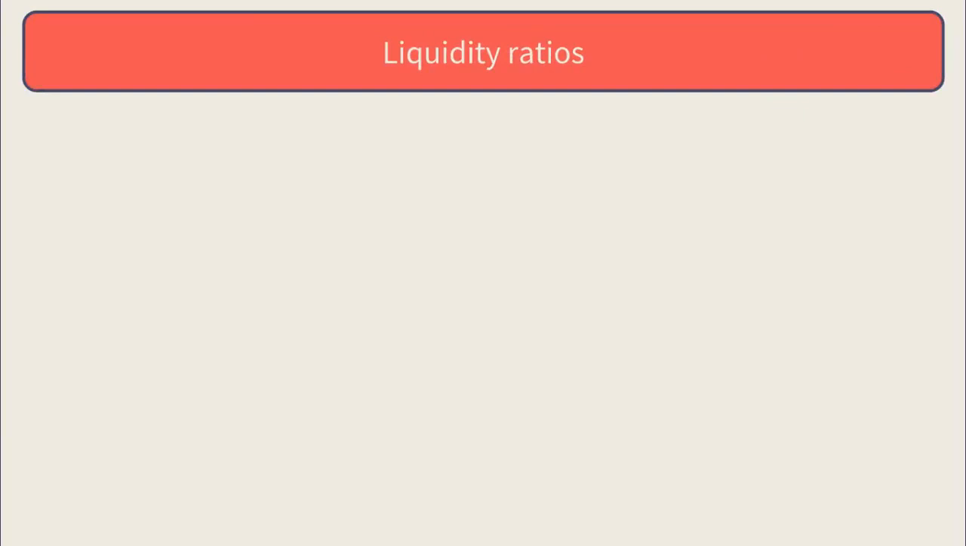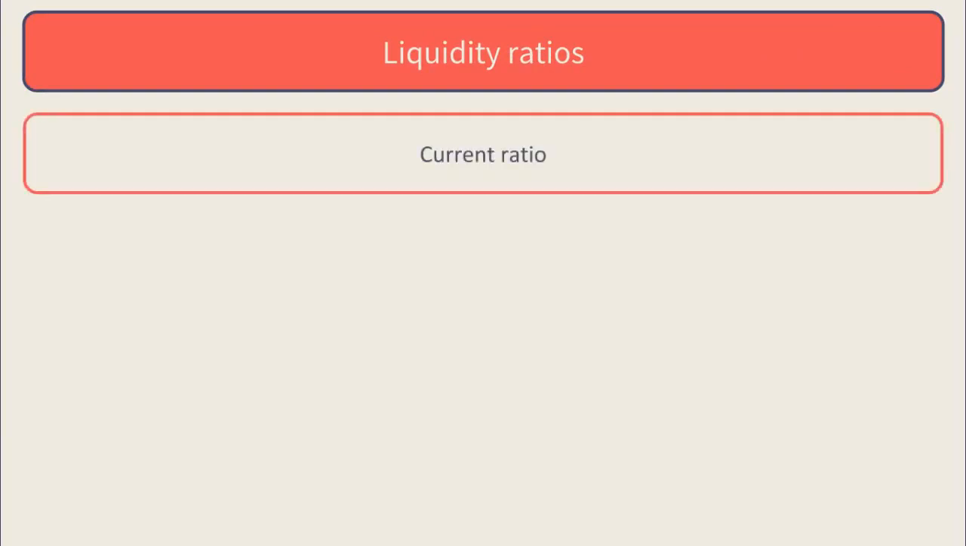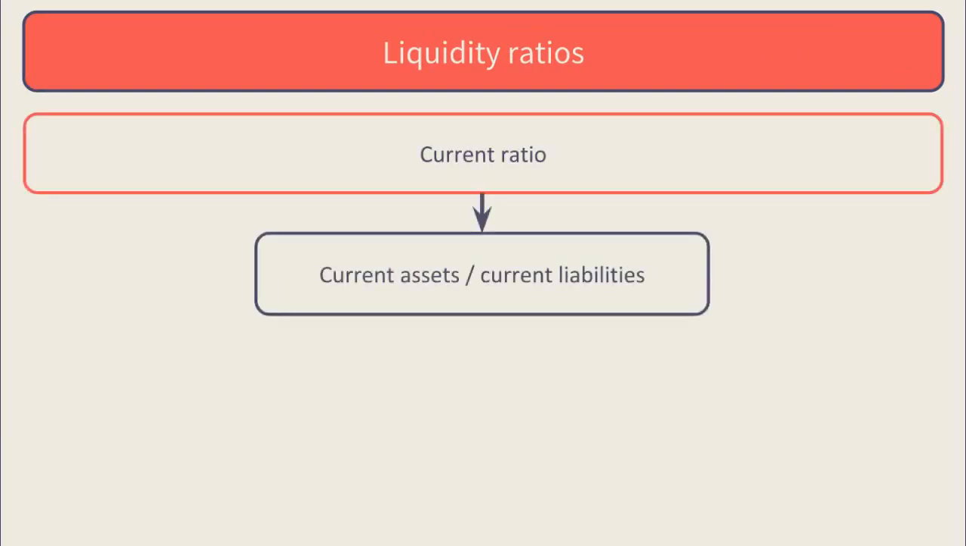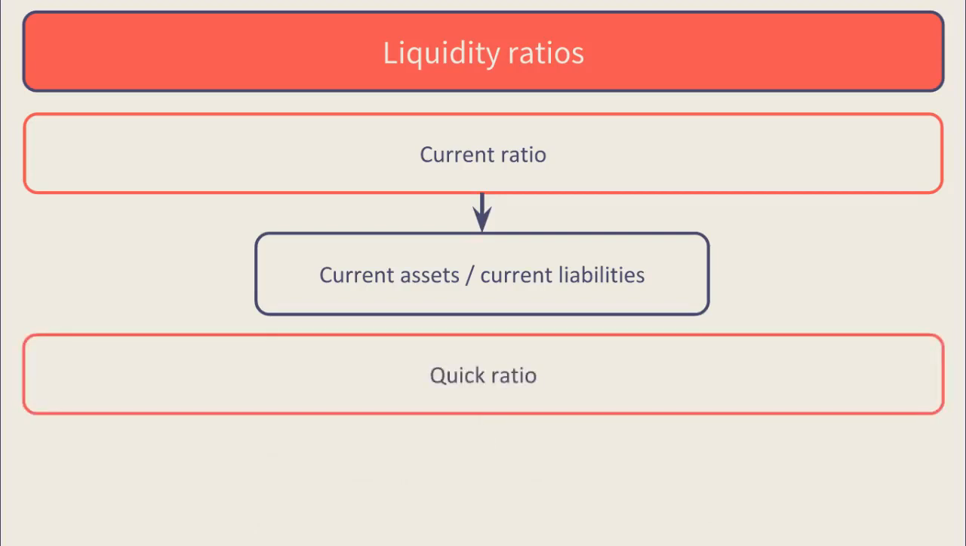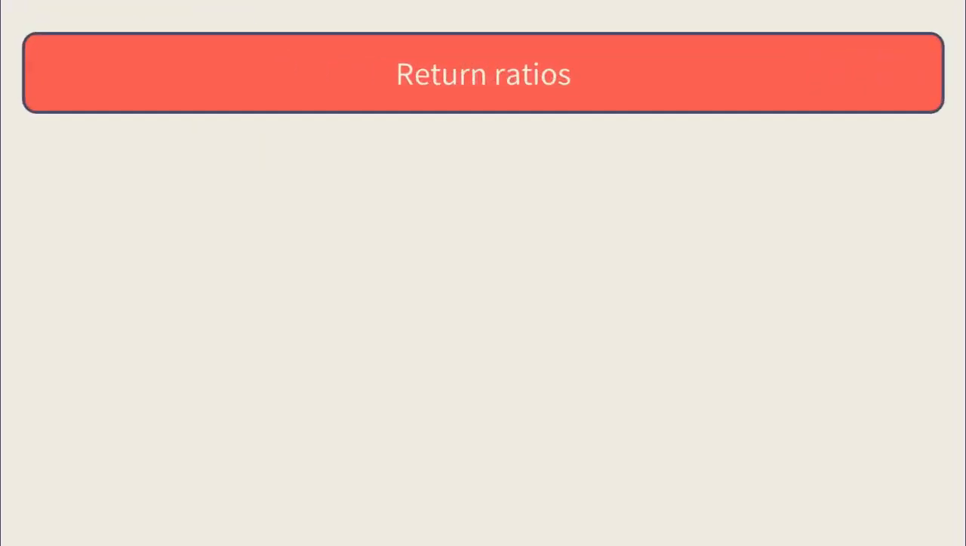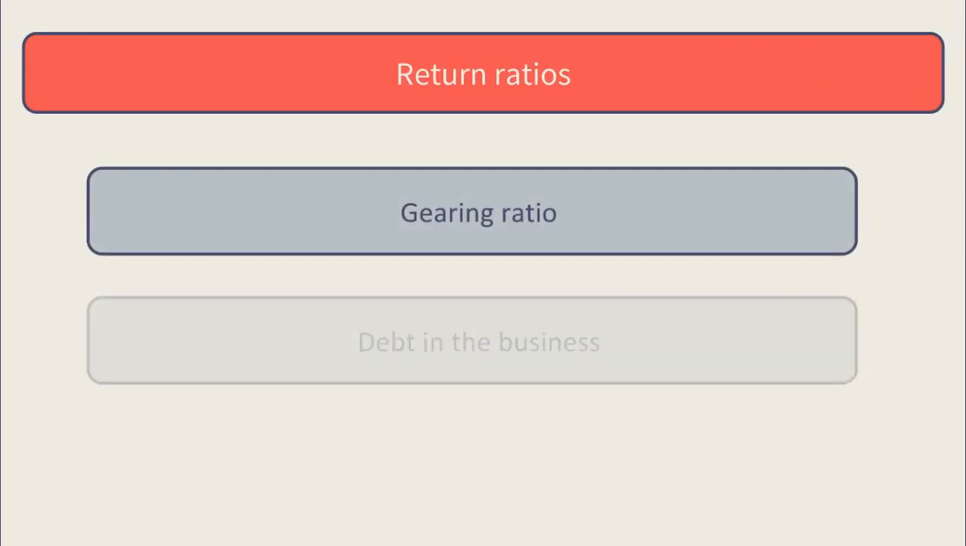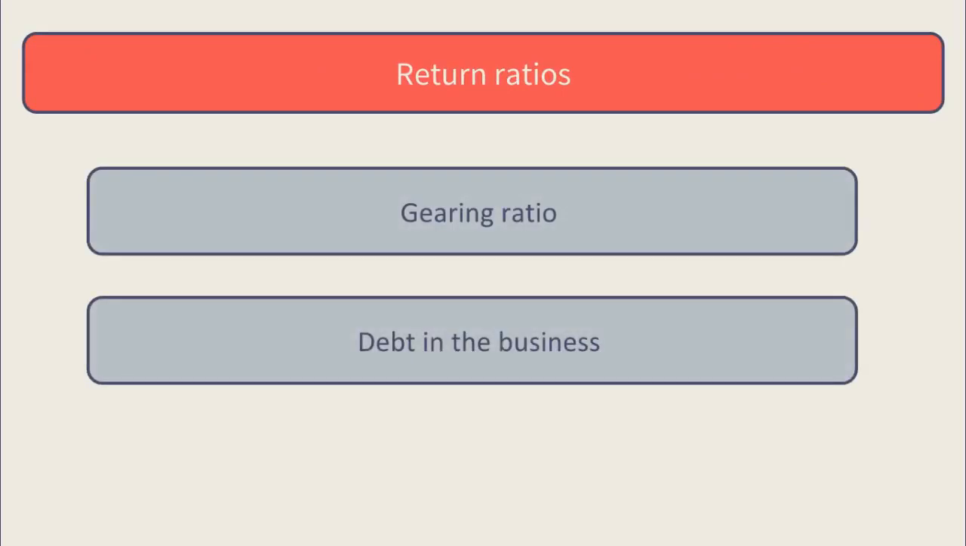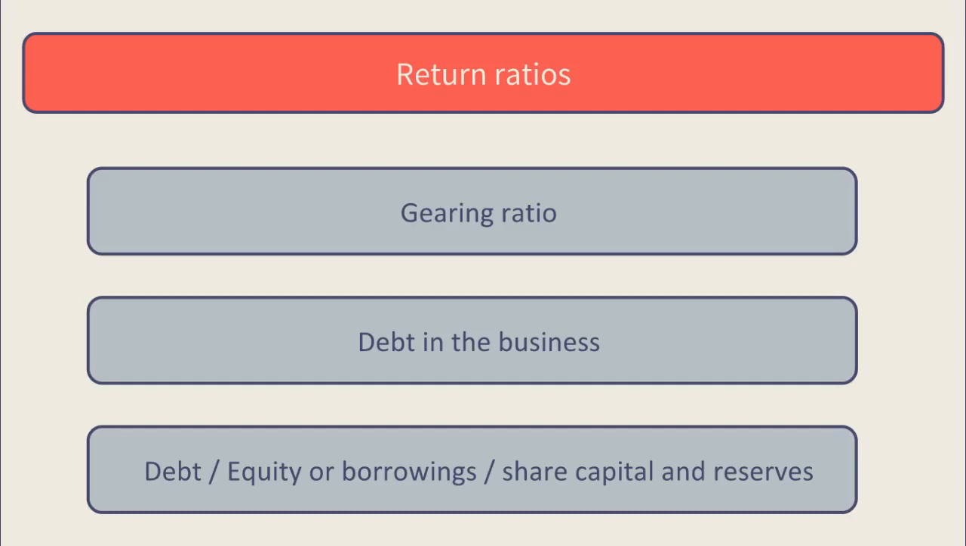Liquidity ratios include the current ratio, calculated as current assets divided by current liabilities, and the quick ratio, calculated as current assets minus inventory divided by current liabilities. These ratios will show you how comfortably the company can repay its current liabilities. Return ratios, such as the gearing ratio, will show you how much debt is in the business. This is calculated as debt divided by equity, or borrowings divided by share capital and reserves.